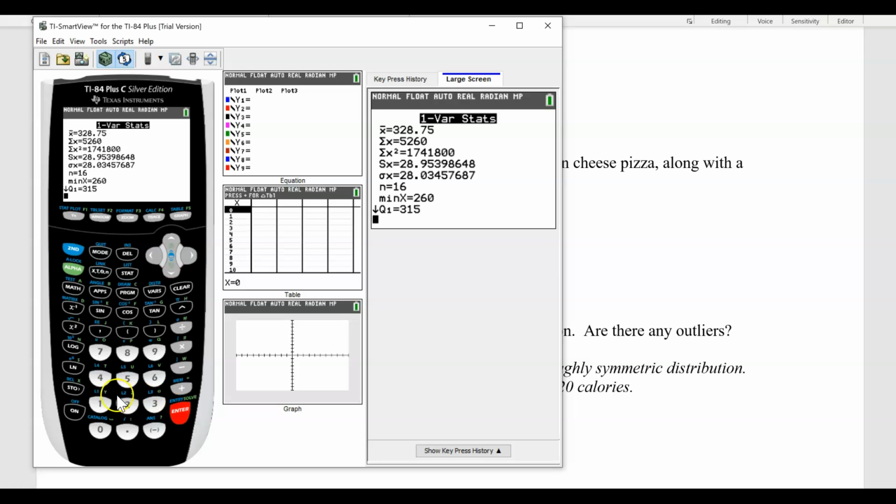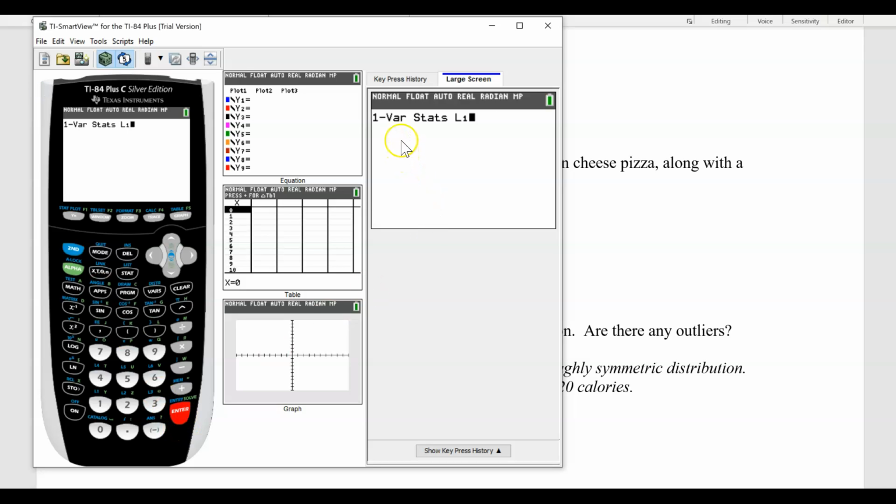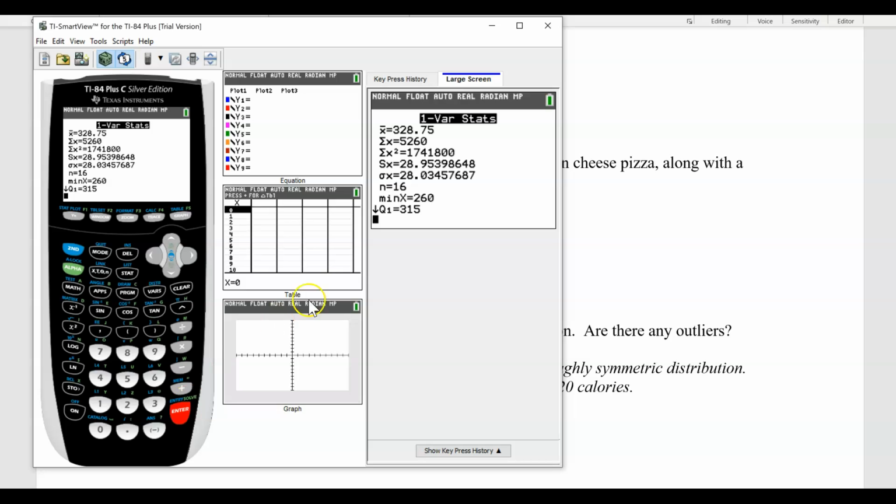If you have an older version of the calculator, then your screen probably just looked like this. One variable stats, and then what you want to do is tell it to do the one variable stats for L1. The way you enter that is second and the number 1. That'll put the L1 on your screen. Okay, so I press enter now, and look what I get. I get the mean, 328.75.